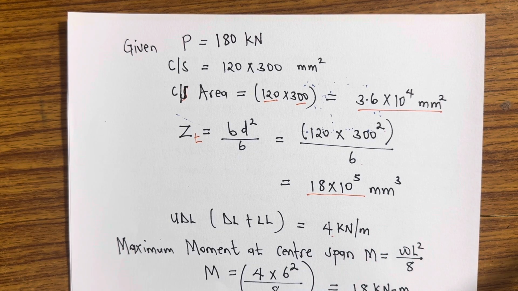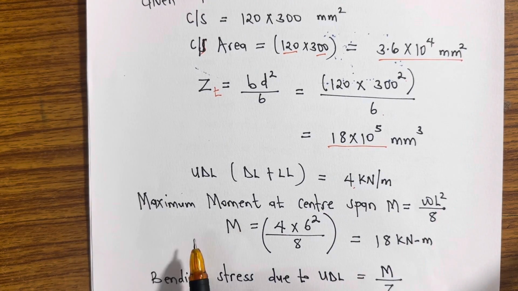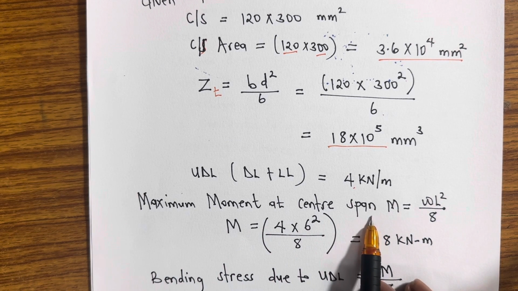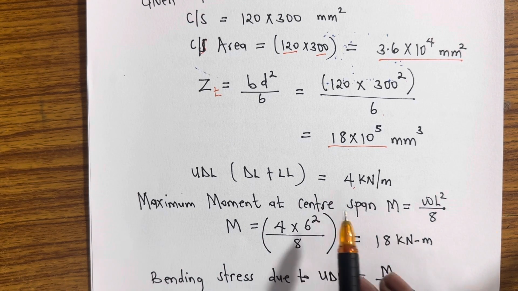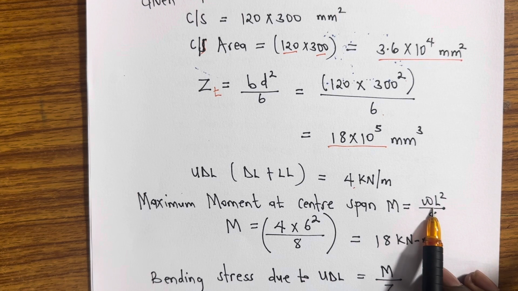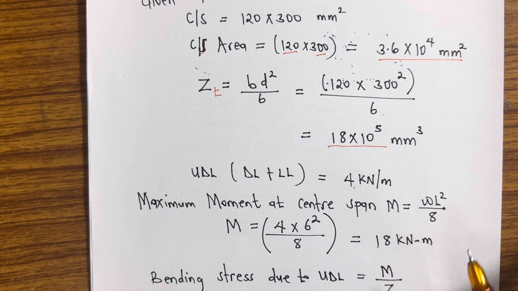Now we can proceed and get the maximum moment at the center span due to this particular UDL. It's given by the formula WL squared by 8. This is just like a simply supported beam. So once we substitute here, W is 4, then our span L is 6, given. Then we divide by 8. So 4 times 6 squared divided by 8. Our answer is coming to 18 kilonewton meter.